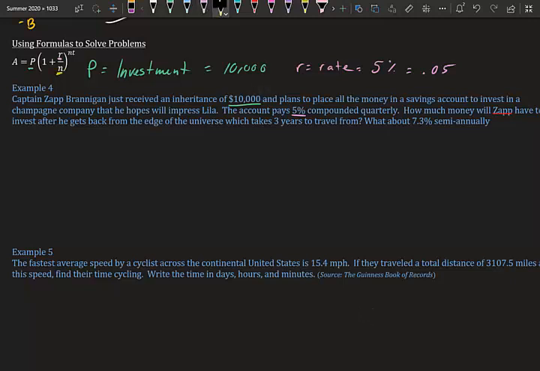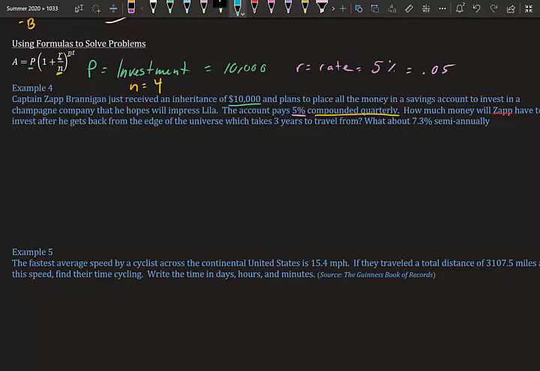Now we need to find our N. N is attached to words like compound or semi-annually or annually. It talks about how often you are doing this. So for our first one, it's 5% compounded quarterly. Quarterly, so quarter, there's 4 quarters in a dollar, so quarterly means 4. So we have our N.